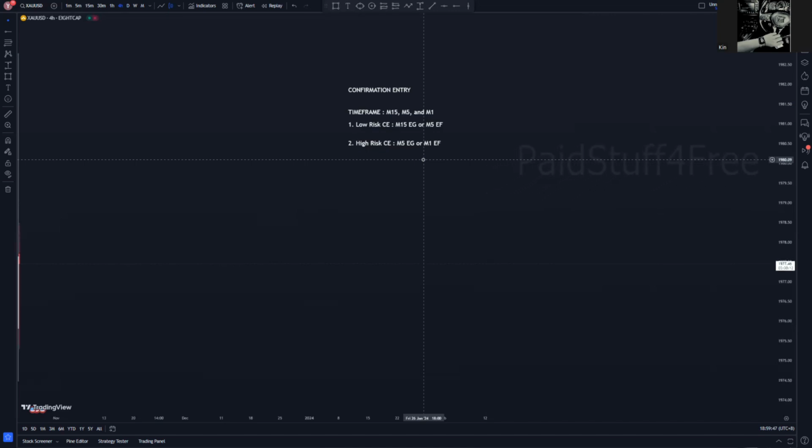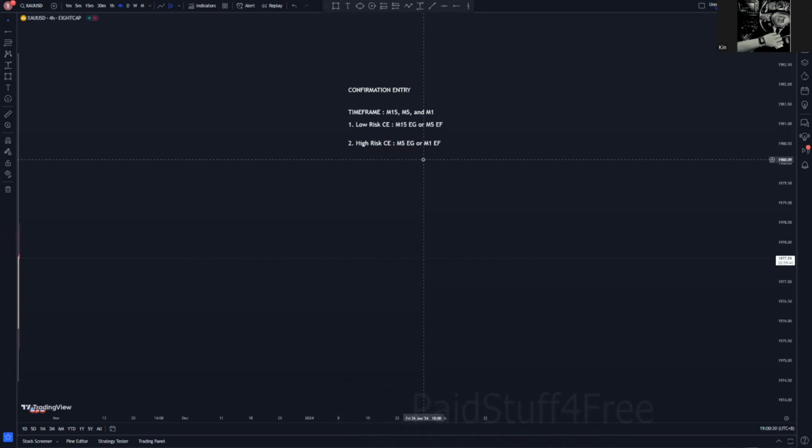Yeah, it's quite high. But you need to understand that the weakness of the low risk confirmation entry is that we are not going to get all the buys and all the sells. We're going to take fewer trades, but fewer trades with a high win rate. So why not, right?